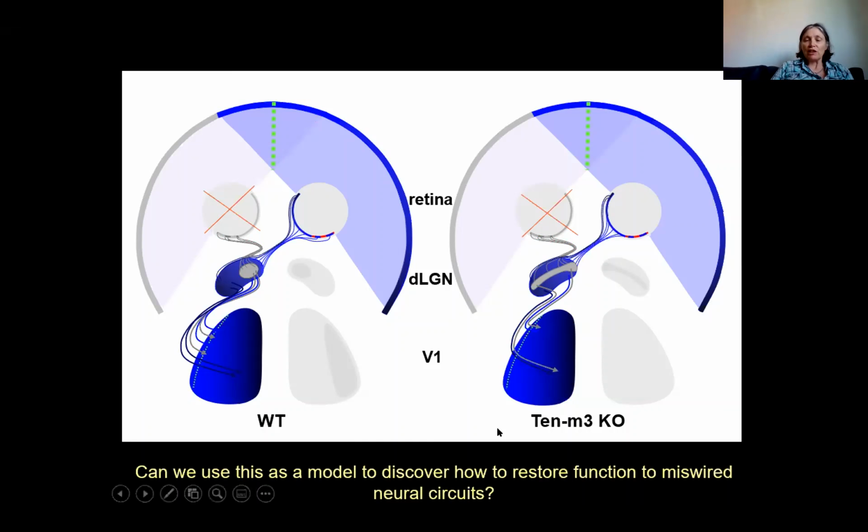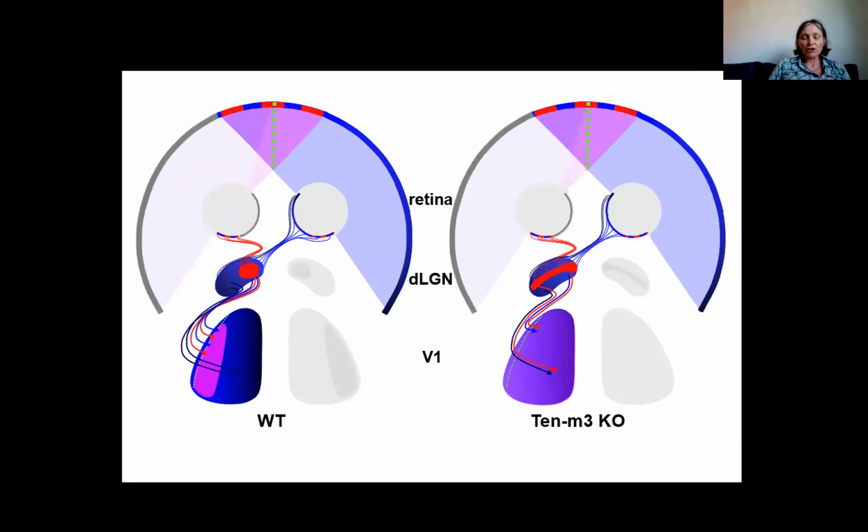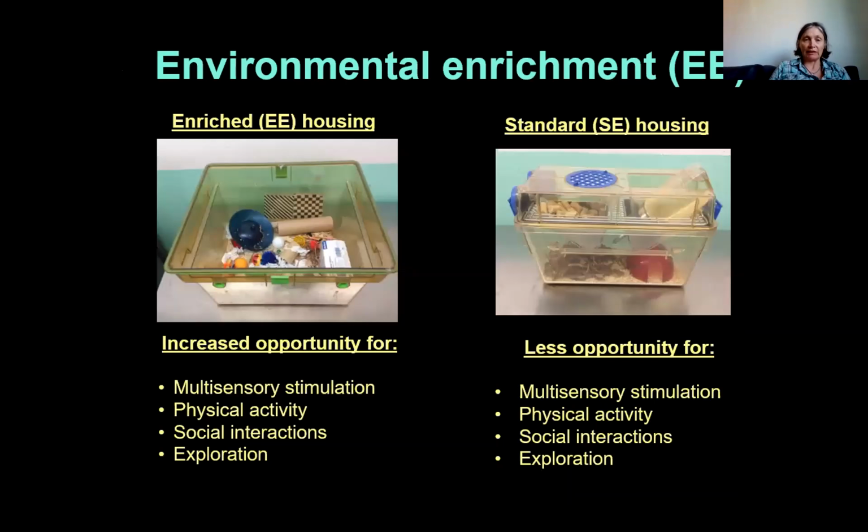But it raises the more general question: can we use this as a model to discover if and how we can restore function to miswired circuits, and importantly, what the underlying mechanism might be? Because we've got this beautifully organized pathway where we can correlate these different aspects with the structure and the function, and we can manipulate it, and it's a well-characterized pathway. So that's basically what we set out to do subsequently.